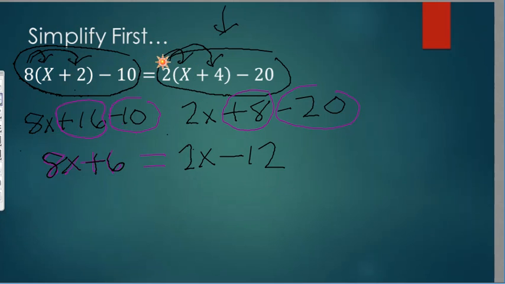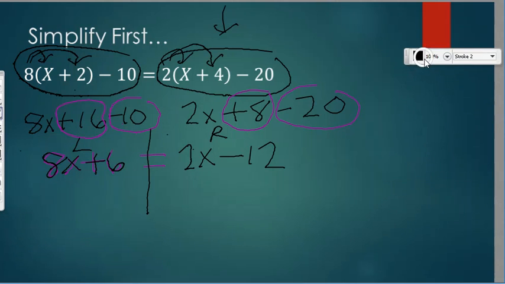Just to remind you guys what we did, 2 times x is 2x, 2 times 4 is 8, then we had our minus 20 that we brought down. Then from there, we combined the 8 and the negative 20, and that gave us a negative 12. So now, on our right side, we have 2x minus 12. And on our left side, we have 8x plus 6.